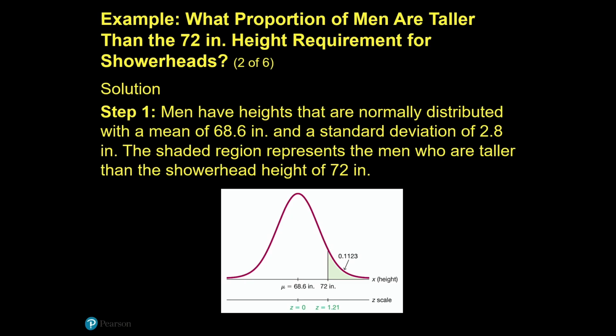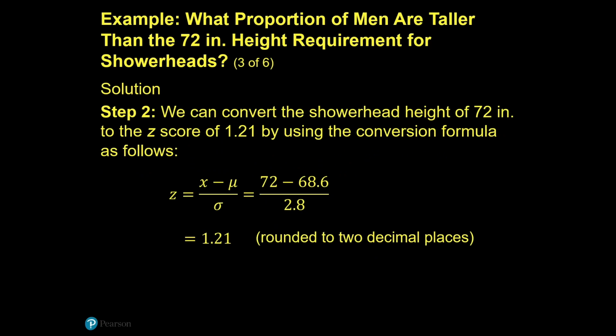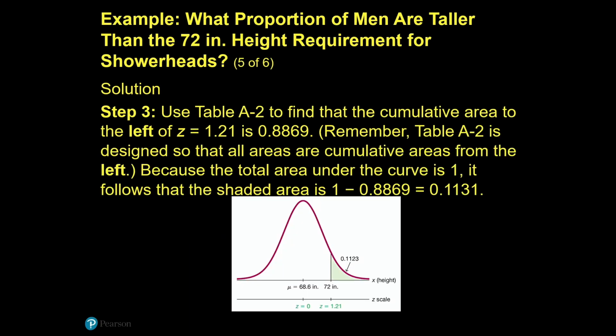So taller means greater than. That's why it's the area to the right, because greater than goes to the right. And then, as you can see here, they got the same z-score that we did, z equals 1.21. And then using table A2, they got 0.1131.